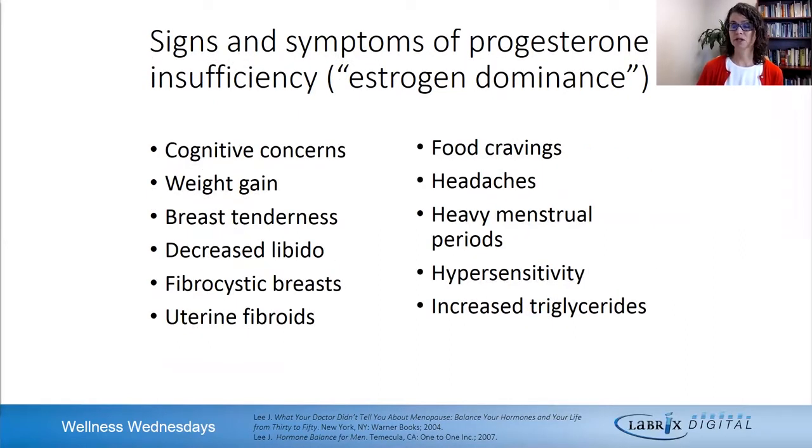Some more symptoms: cognitive concerns, weight gain, breast tenderness. Again, some more, also fibrocystic breasts, decreased libido and uterine fibroids, all kinds of things that we would associate with PMS or that cyclical process, monthly cycle for a woman. Food cravings, headaches, heavy menstrual periods, hypersensitivity, and increased triglycerides. Again, this doesn't just happen to women who are cycling. We're also going to see estrogen dominance in peri and postmenopausal women.